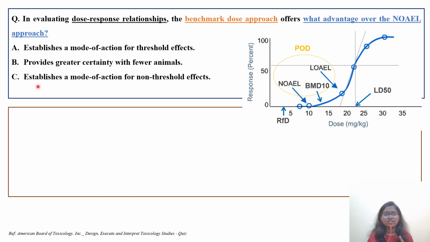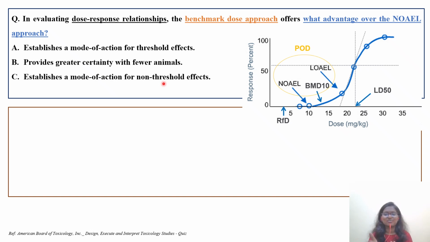Next we have option C: establishes a mode of action for non-threshold effects. So this is similar to option A, which was mode of action for threshold effect. Threshold effects means there is a certain dose at which there is an effect, so dose is related to effect. There will be a threshold like 5-fold, 10-fold, 50-fold, 100-fold. Coming to non-threshold, for example genotoxicity, you will have a result either positive or negative. For example, skin sensitization: the chemical is either positive for sensitization or negative for sensitization. You cannot establish a concentration or dose.